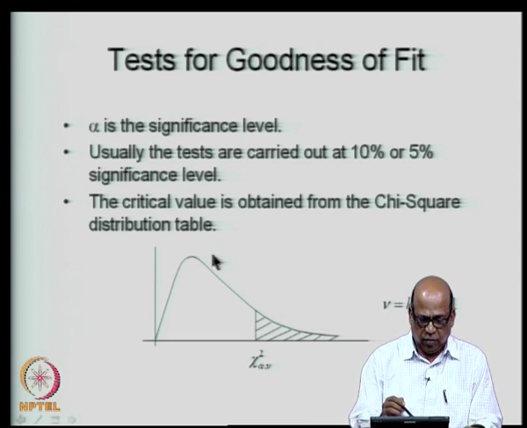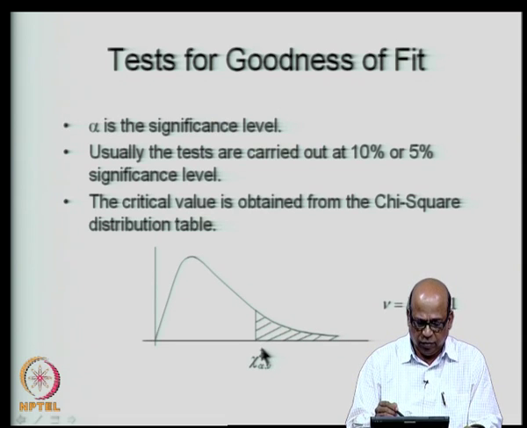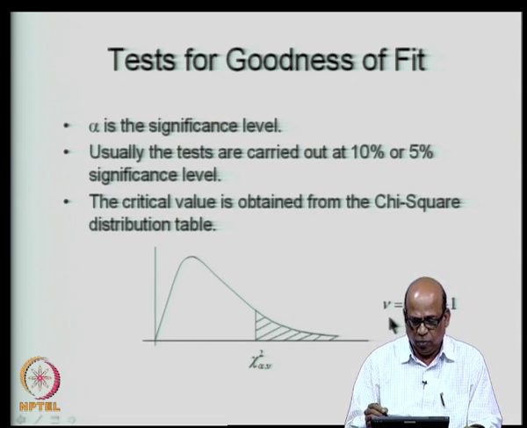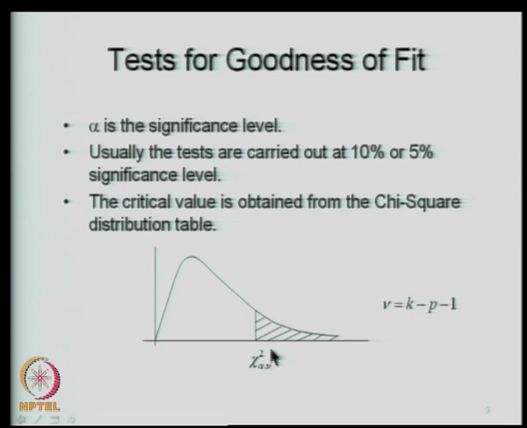See, the chi-square distribution looks something like this, and this is the chi-square alpha nu, where nu is the degrees of freedom k minus p minus 1. So, we would like to have our computed chi-square in this region. Any value of chi-square less than this, you accept the test, and any value of chi-square greater than this, you reject the hypothesis for a given alpha value, which is the significance level, and for a given nu value, which is the degrees of freedom. As I mentioned, it is usually carried out at 10% or 5% significance level.